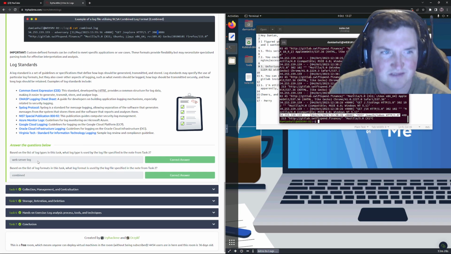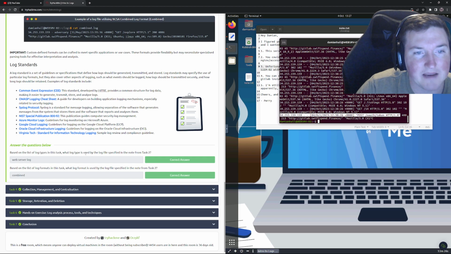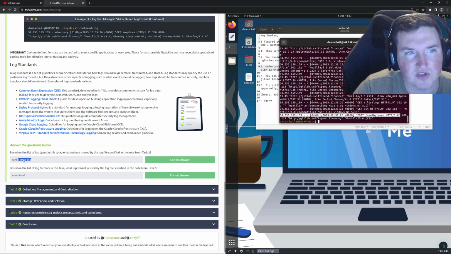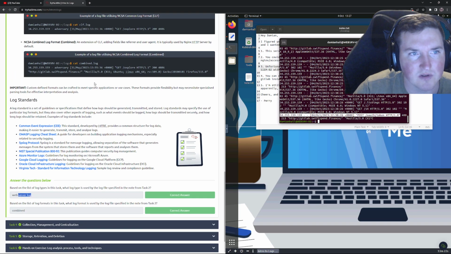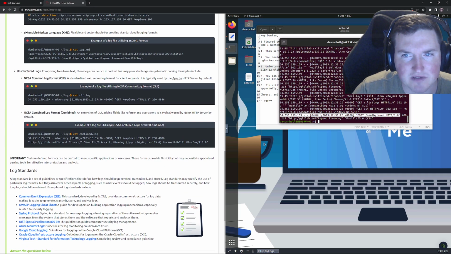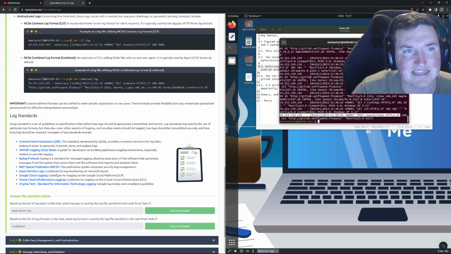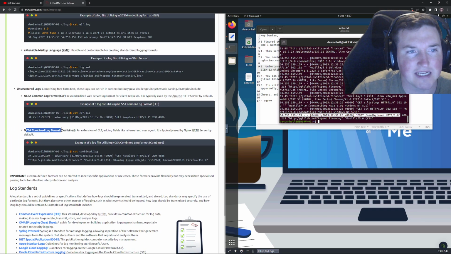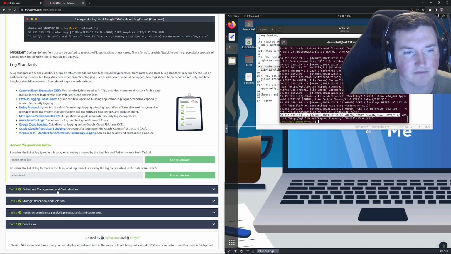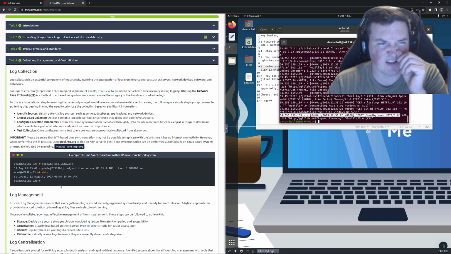So based on the list of what type of log file it is, it's a web server log. And we know that because we're looking right at it. It's a web server. Based on the list of log formats in this task, what log format is it? So what format is it? It's NCSA combined log format. So combined.